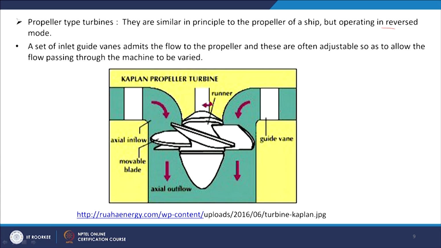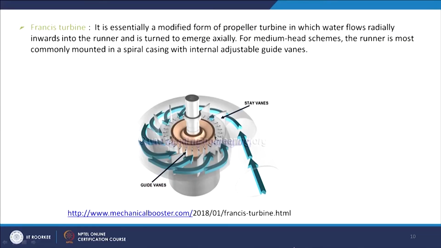We see here the guide vanes. Water comes through them, and these guide vanes allow the water to reach the blades and give some movement to the runner. A set of inlet guide vanes admits the flow to the propeller, and these are often adjustable so as to allow the flow passing through the machine to be varied. So, the flow is varied by the guide vanes. Now, the Francis turbine. It is essentially a modified form of propeller turbine in which water flows radially.